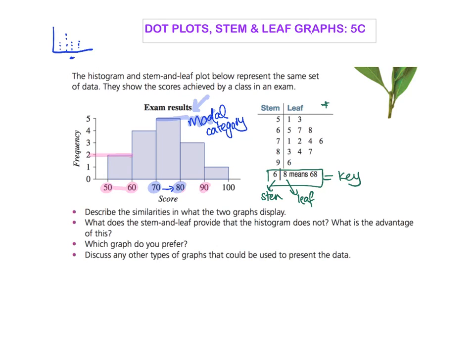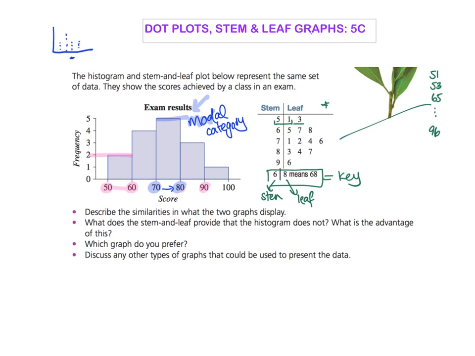If you look at these first two scores, what were these first two scores? 51. Yeah, good. So if we converted this to a list, it would be 51, 53. What would the next number be? 65. Good, and so on. What would the highest score be? 96. 96, good. So that's how you can do it.